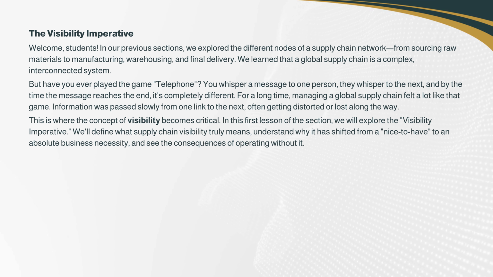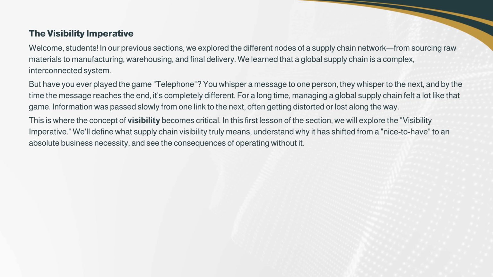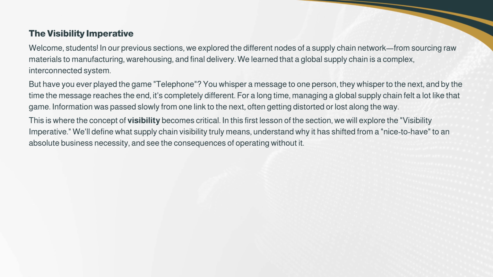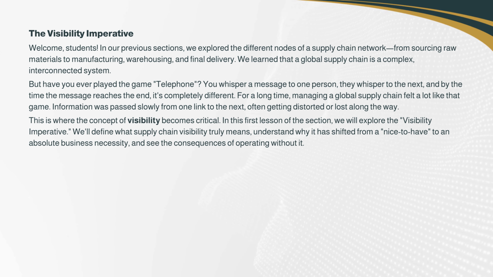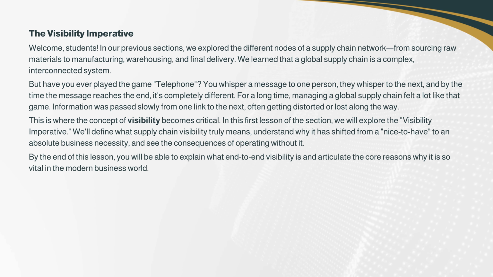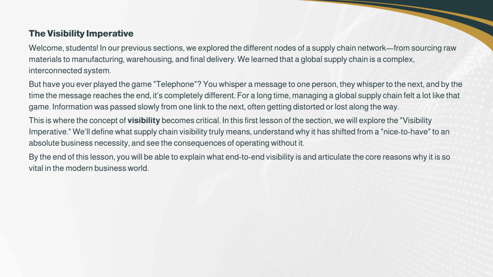In this first lesson of the section, we will explore the visibility imperative. We'll define what supply chain visibility truly means, understand why it has shifted from a nice-to-have to an absolute business necessity, and see the consequences of operating without it. By the end of this lesson, you will be able to explain what end-to-end visibility is and articulate the core reasons why it is so vital in the modern business world.